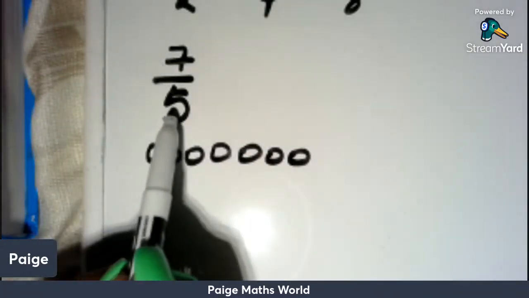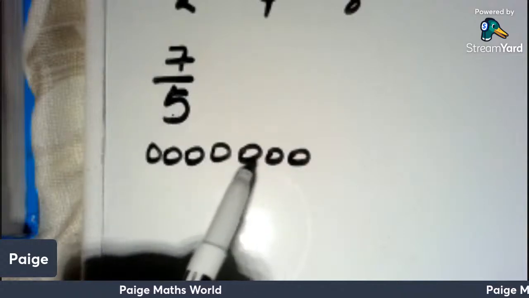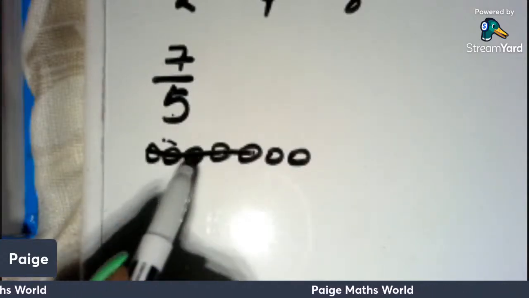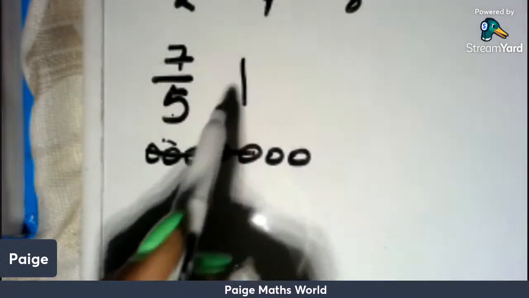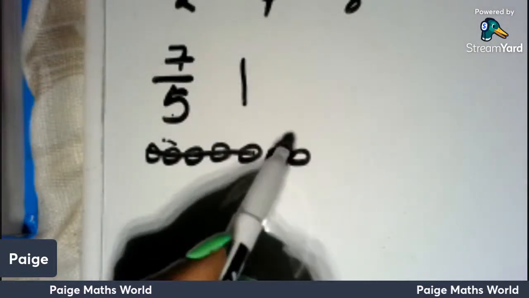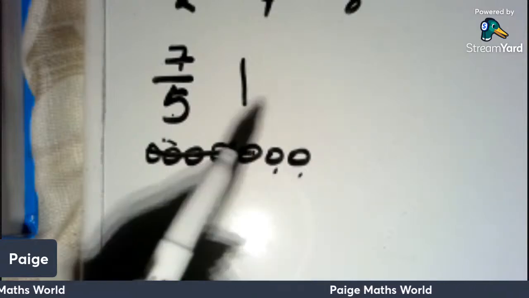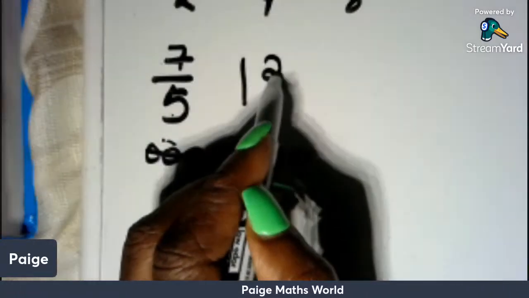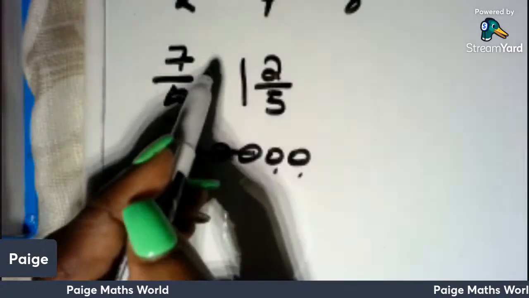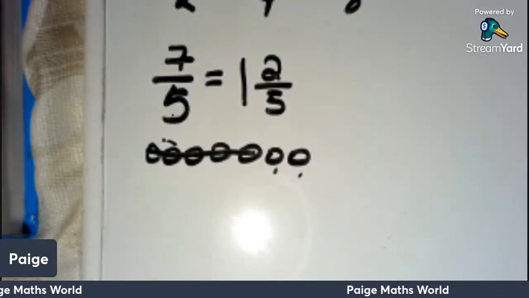We need to know how many times we can get 5 from 7. So we know it's going to be 1, 2, 3, 4, 5. So we get 5 from 7 one time. And how much do we have remaining? We're going to have 1, 2 remaining. And so we put that 2 over our denominator, which is 5. And so 7 over 5 is the same thing as 1 and 2 over 5.